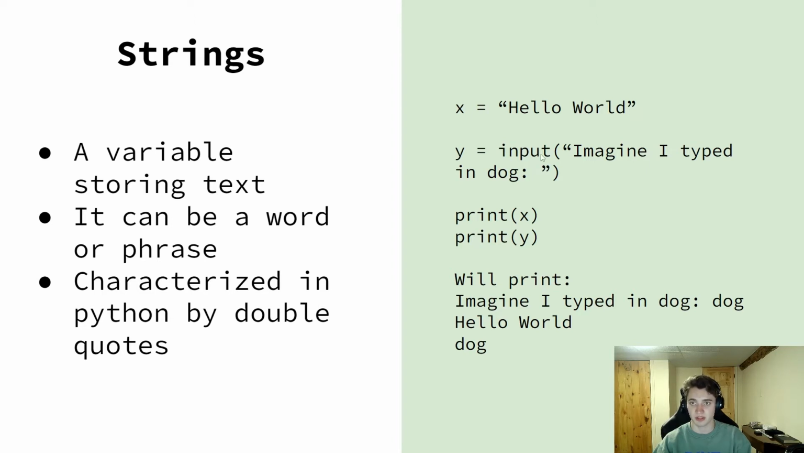Here we have an input prompt, which takes the word written in here as a prompt for input and prints it to the console, and then asks the user to type some sort of word in. And then once you hit enter, it'll save whatever you typed in to that variable y. And then we have print x and print y, which just prints whatever's stored in those variables to the console. So here I've made a fake console where I printed out the first input line that gets run. Imagine I typed in dog, and then here I've typed in dog. And we do print x, which will print hello world, and then print y, which will print dog, which is the variable y that got stored with the input.